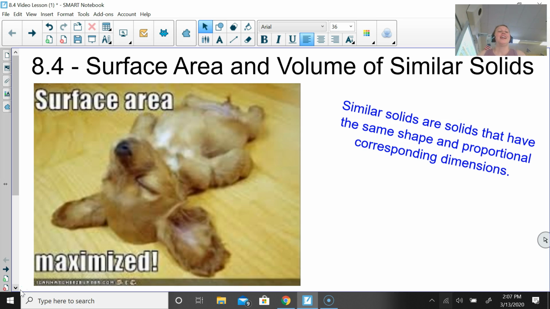Okay. 8.4, surface area and volume of similar solids. So let's talk about similar solids. They are solids that have the same shape and proportional corresponding dimensions. I'm going to get rid of my face. So that means that if you have two cylinders, they're obviously the same shape because they're both cylinders, but say one of them is a little bigger than the other, if their sizes are proportional, then that's a similar solid.